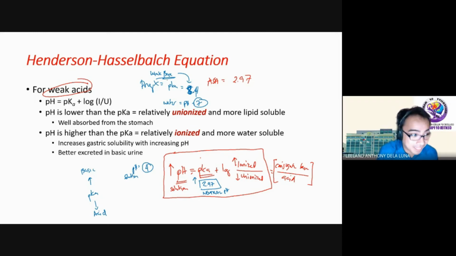Drug X is a weak base. Water, whose pH is 7, is acidic for drug X, right? Water is acid for it. So the weak base, whose pKa is 8.4, was exposed to water, which has a pH of 7 and is already acidic for it. What will happen to them?